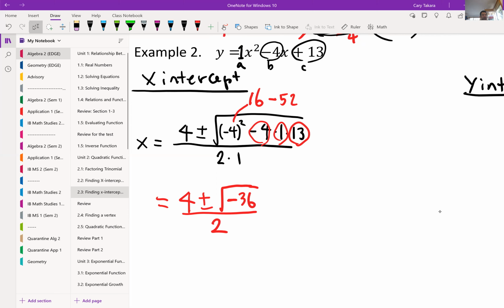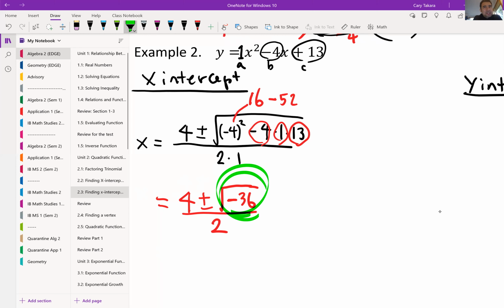Anybody? Why do we have to stop? Why do we have to just say there is no x-intercept? It is because of the square root of a negative number right here. Do you guys remember?